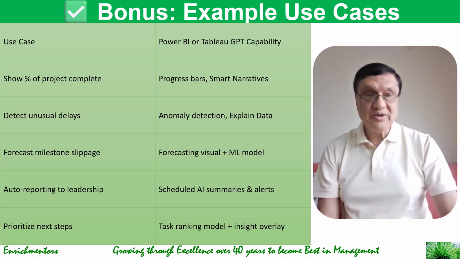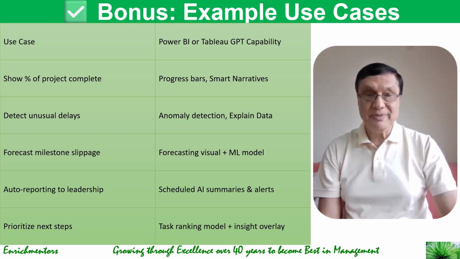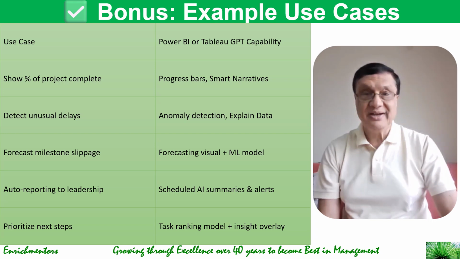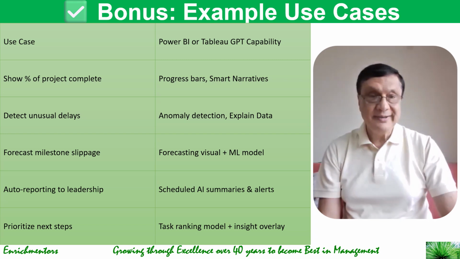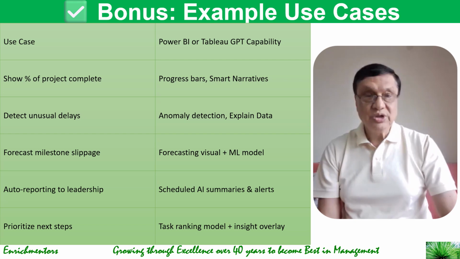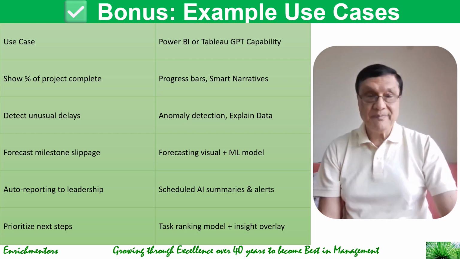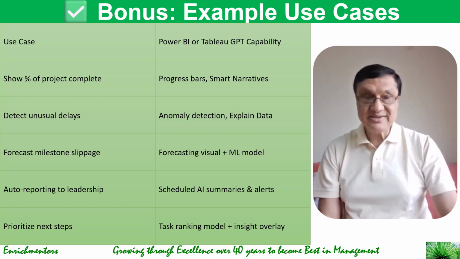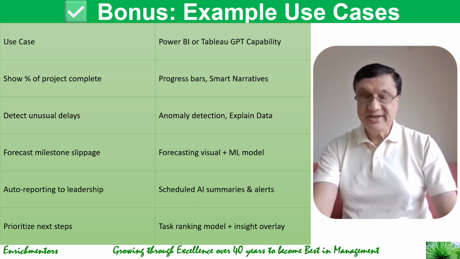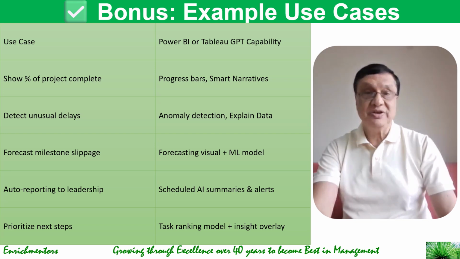If you want to forecast milestone slippages, then you can use forecast visual plus machine learning models in Power BI and Tableau GPT. And you can also do auto reporting to leadership with scheduled AI summary and alerts in these two programs. And you can also prioritize next steps by running task ranking model plus insight overlay. So these are various example use cases of various features of Power BI and Tableau GPT.